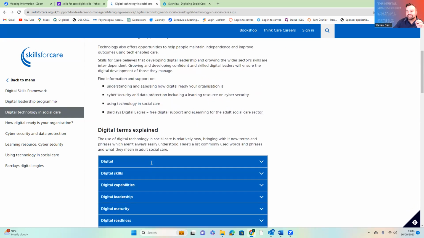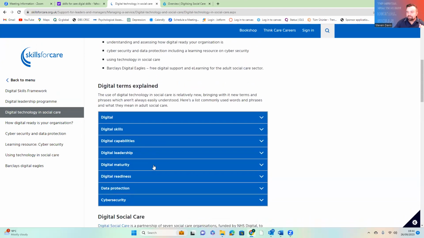So we're looking at understanding how to access it, looking at cybersecurity, and understanding different types of technology in social care. And equally, Barclays brought out some free e-learning support for adult social care workers called Digital Eagles. So there's lots of resources there.